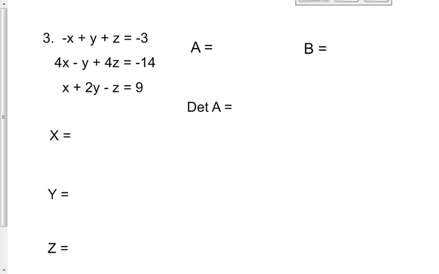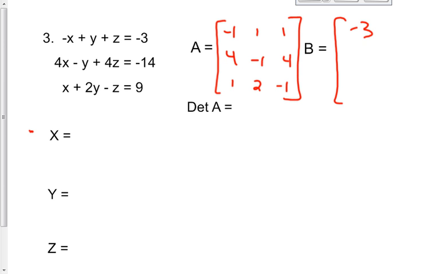All right, we're going to start one 3x3 system, and we're going to solve for x. You guys are going to have to try to solve for y and z by yourself, and we're going to check tomorrow and see if you could come up with the correct answer. So we have to identify the A matrix, all of the numbers in front of your x's, y's, and z's. Negative 1, 1, 1, 4, negative 1, 4, 1, 2, negative 1. Your B matrix, the answers, negative 3, negative 14, 9.